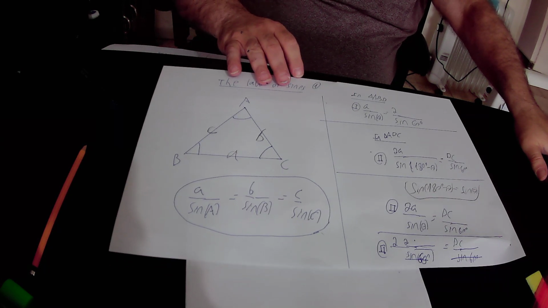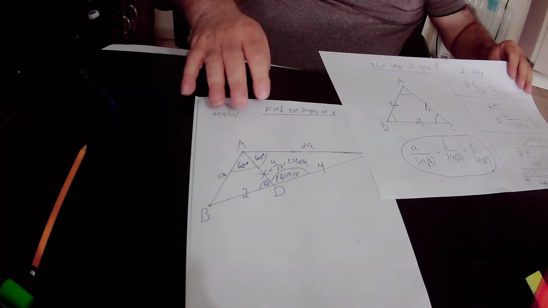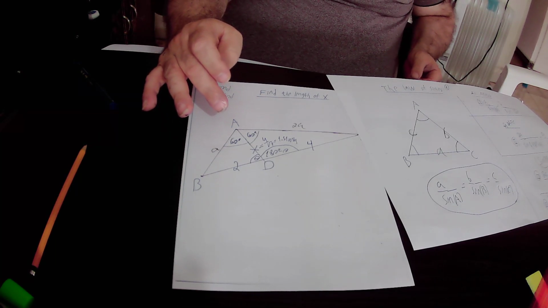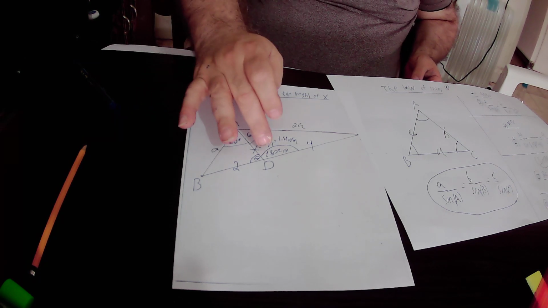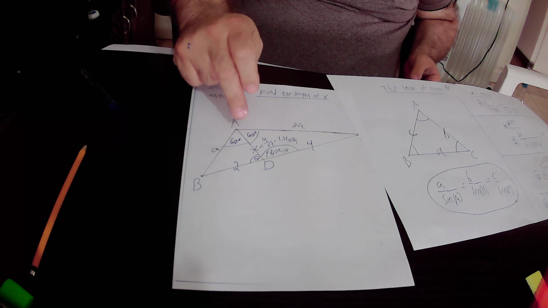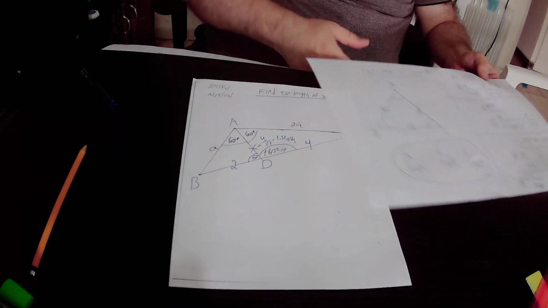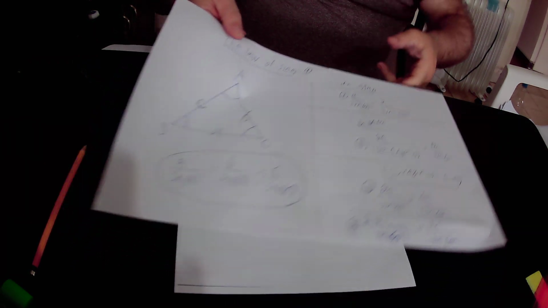So we implemented the law of sines in triangle ABD. According to the law of sines, in this triangle ABD, A over sine theta equals 2 over sine 60 degrees. Again, A over sine theta equals 2 over sine 60 degrees. This is equation number 1.